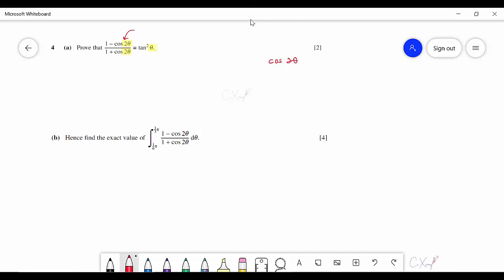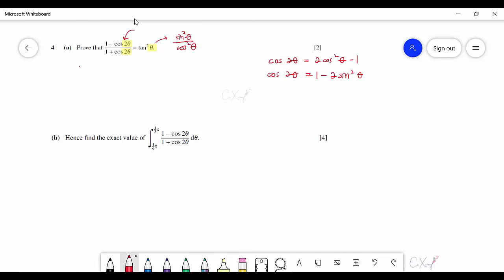There are a few formulas for cos 2 theta. The first one is 2 cos square theta minus 1. You can consider to use this. Another one is cos 2 theta equals 1 minus 2 sine square theta. From the equation that I have here, I want to get tangent square theta on the right hand side at the end. I know that tangent square is related to sine square divided by cos square. So later when I choose the formula, I need to choose it carefully.